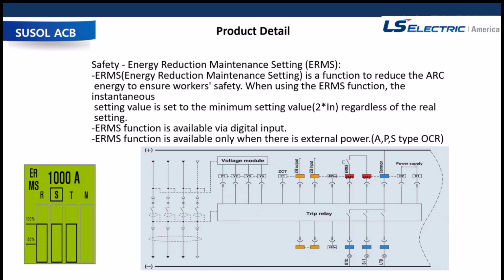So when using the ERMS function, the instantaneous setting value is set to the minimum setting of 2 times In, regardless of the real setting. So the ERMS function is available via digital input. And like I said earlier, it's available for the digital output when it actually is in, and it's only for the P type or the S type OCRs. But the ERMS function is available for all the types except for normal type OCR.